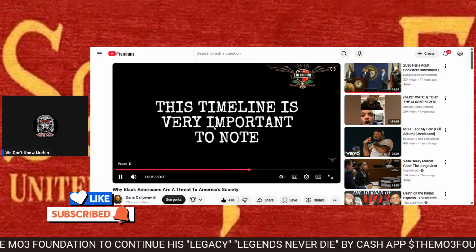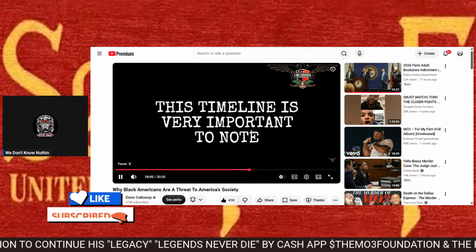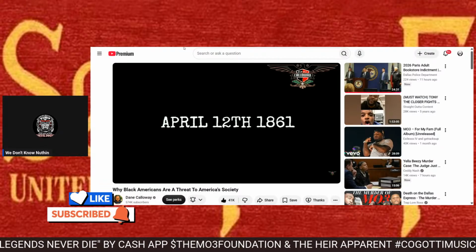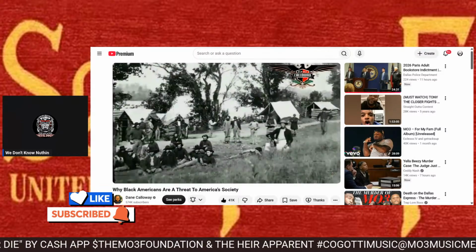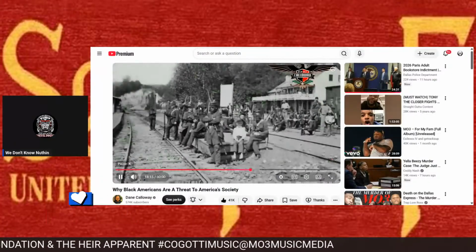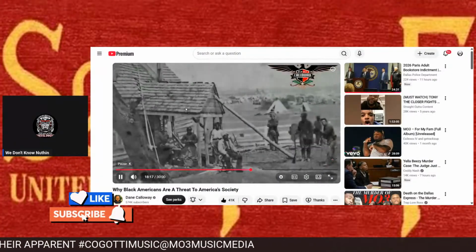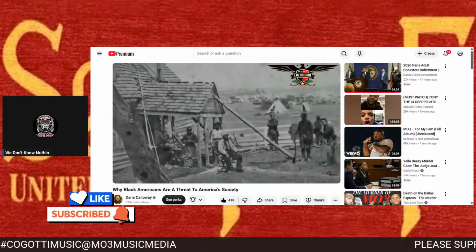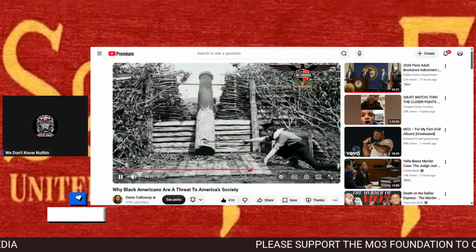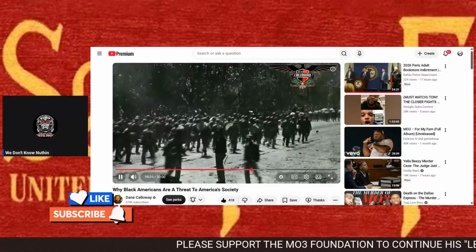I want you to note the timeline here. The Civil War began on April 12, 1861, in which history states that the war occurred allegedly due to disagreements between politicians of the North, or rather the Union, and the politicians of the South, or rather the Confederate States, over the abolishment of slavery.